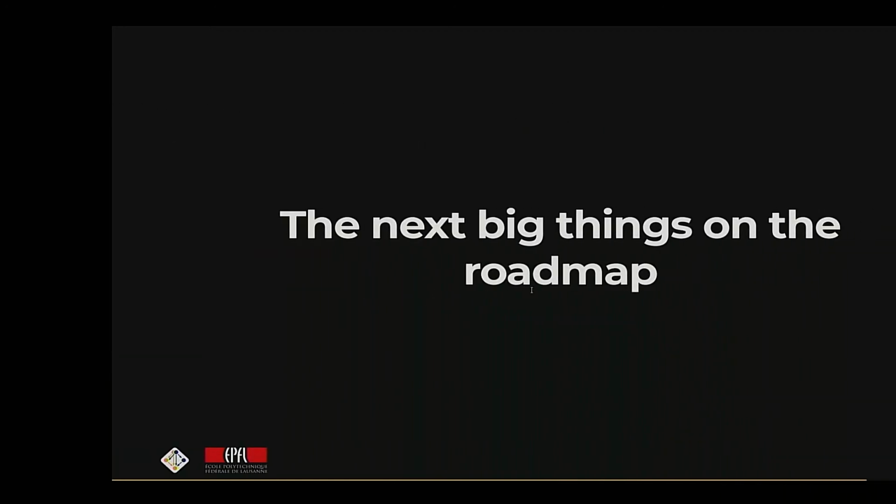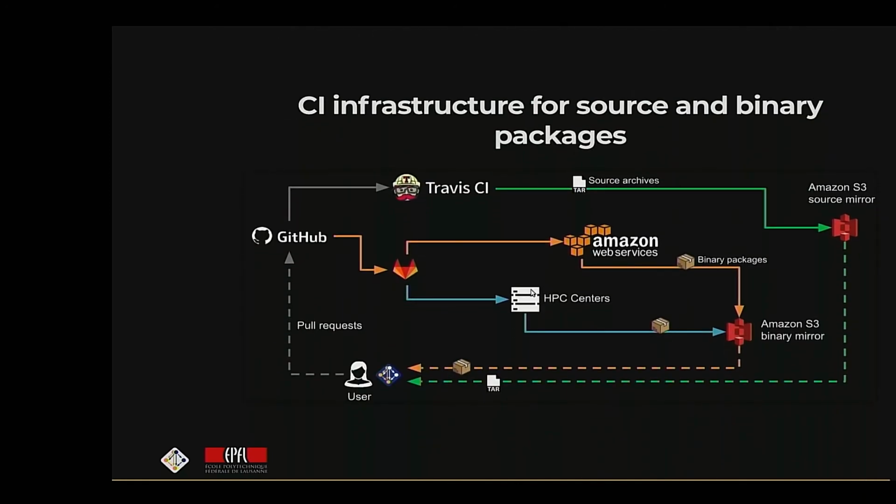So, going ahead, what are the next big things that are to be expected in the roadmap? Well, the first one is CI infrastructure for source and binary packages. People are already working on that. Up to now, Spack has support to package binary artifacts and sign them. But we have no infrastructure to distribute them, let's say, from some central mirror or repository.